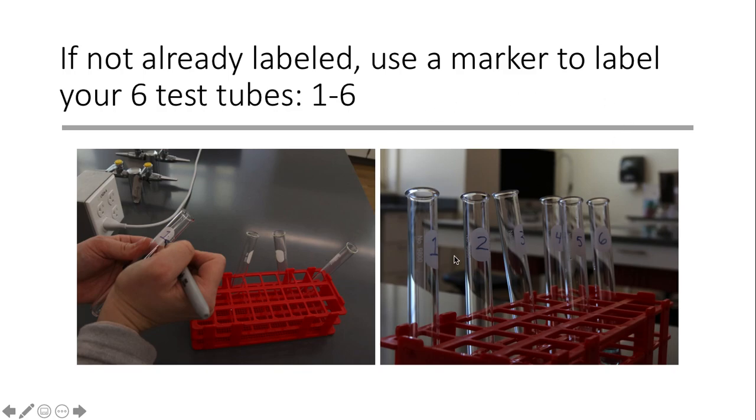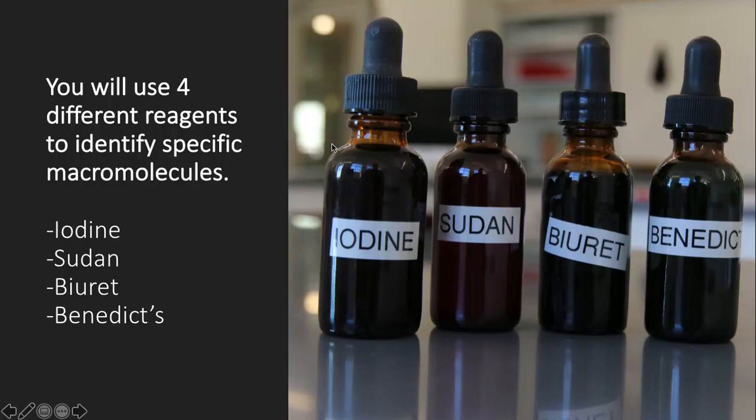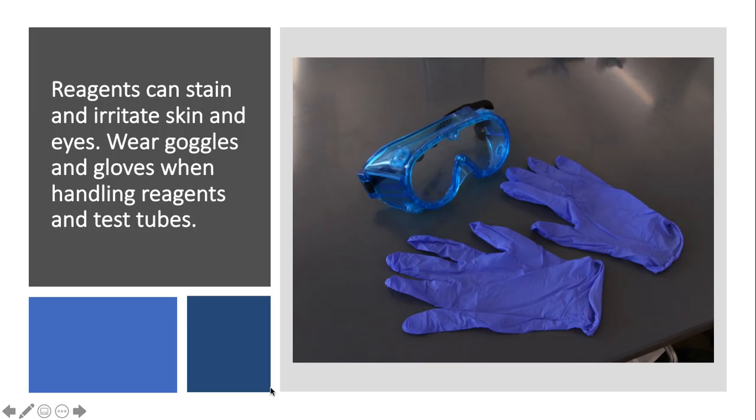So in each of the tubes, you have 6 tubes: one for your control, positive control, negative control, and then the 4 experimental groups. They will be labeled for you. You'll be having the 4 different reagents to identify specific macromolecules. So we'll do 6 tubes, all with iodine. Then we wash out all those tubes and we do 6 tubes with the Sudan, all the same foods again, and your control and your positive control and negative control. Then we do 6 tubes of the Biuret and then 6 tubes of the Benedict's. So you will have a lot of tubes to be looking at this week.